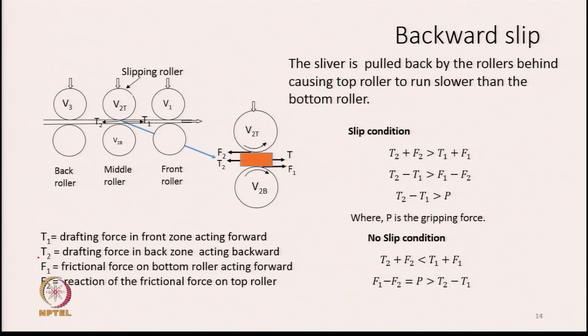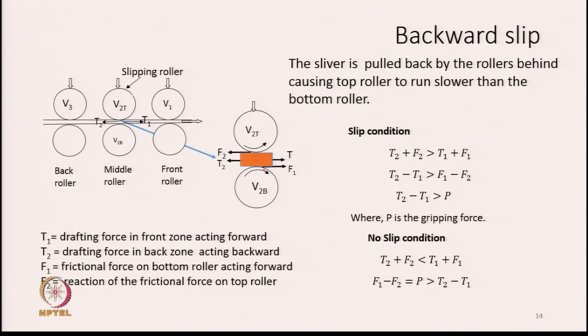Other than the drafting tension which is there on the sliver, there is a frictional force acting from the bottom roller, acting forward. See, the bottom roller is driving the sliver. Therefore, the frictional force between the middle bottom roller and the sliver is acting forward, and we have shown this in the other diagram, where we have shown the sliver by this orange color material, and the direction of forces also shown here. So, the picture is much more clear here.